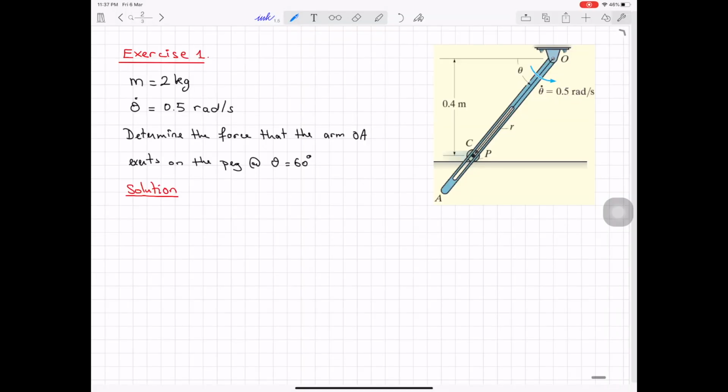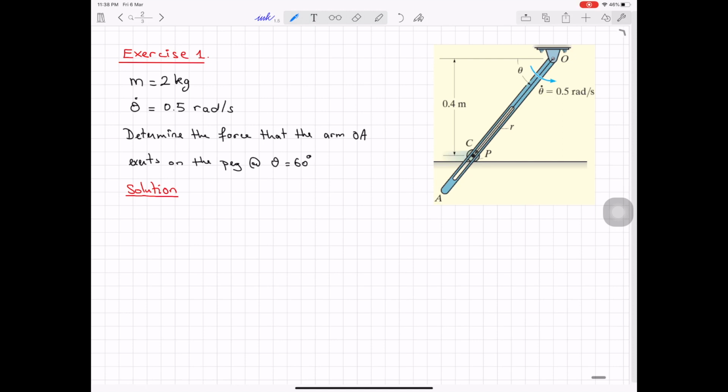So it's time now to solve some real examples. In this exercise we have the arm OA. If you look at this figure, the arm OA rotates from the left to the right with an angular speed of 0.5 radians per second.